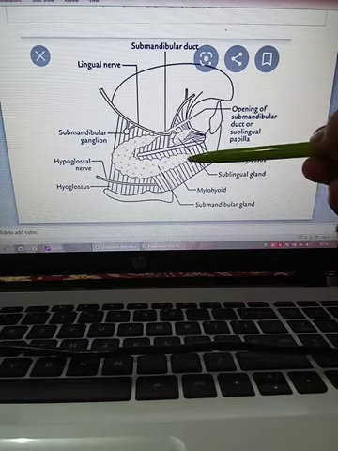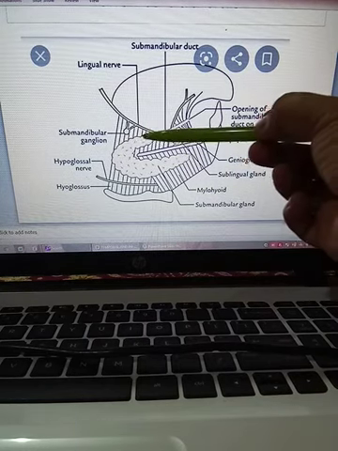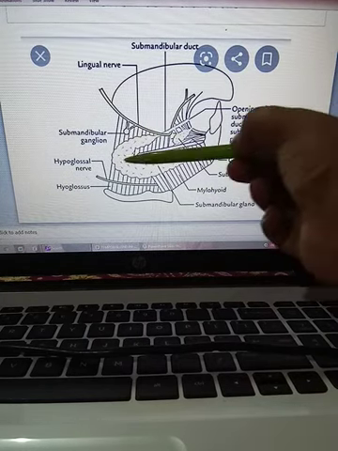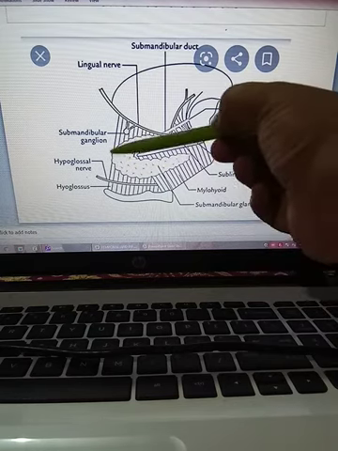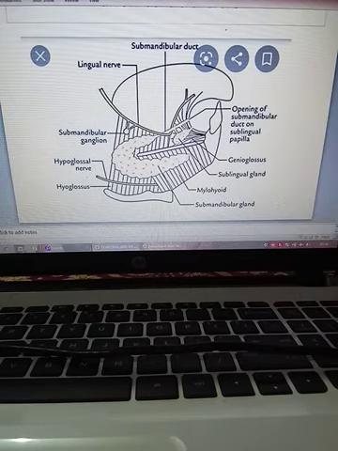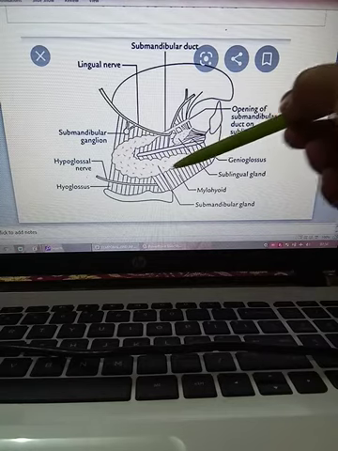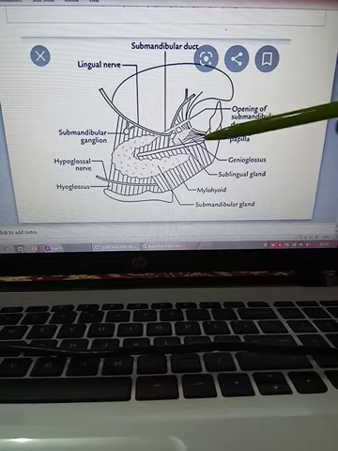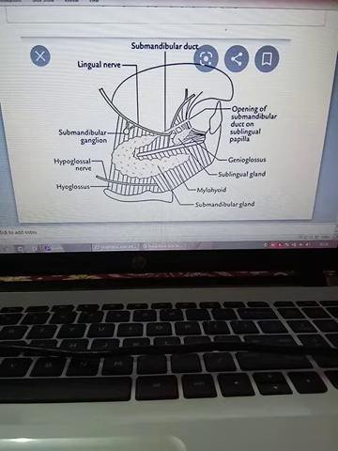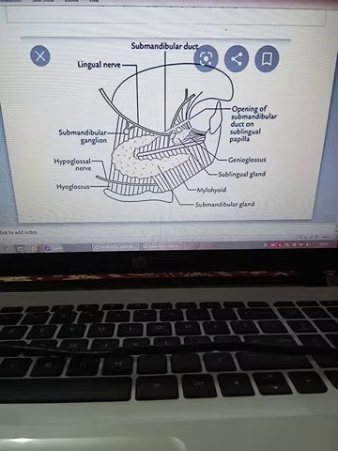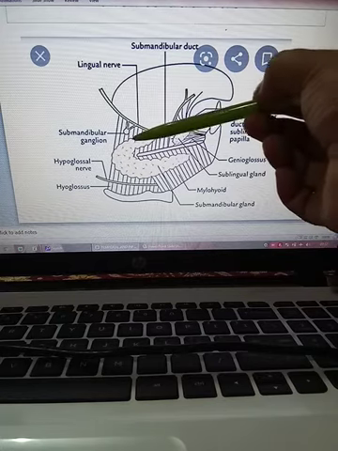Then as you can see, the J-shaped submandibular gland here. We have already discussed the superficial part. Then comes your deep part. You can see the division into the superficial and the deep part is by means of this mylohyoid muscle, which just indents into the submandibular gland, dividing it into two parts, the superficial and the deep part.